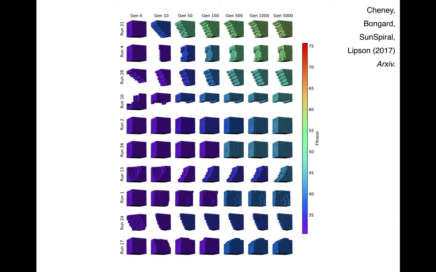Okay, here's an example of this evolutionary run without this morphology protection idea. Again, let me walk you through this. There are 1, 2, 3, 4, 5, 6, 7, 8, 9, 10 rows here. Each row represents one evolutionary run. Each column represents evolutionary time in generations. The color of each robot represents its fitness. So the warmer the color, the higher the fitness of that robot, or the faster it travels.